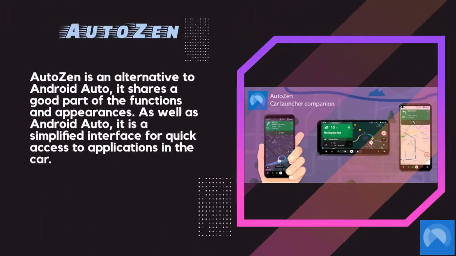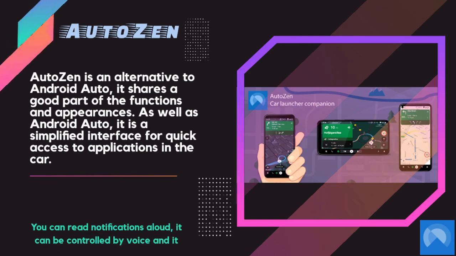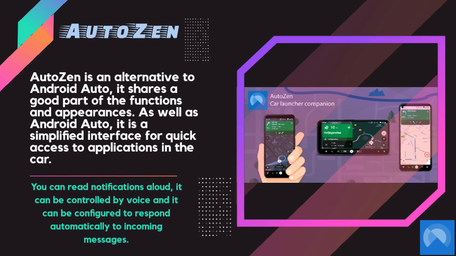AutoZen is an alternative to Android Auto. It shares a good part of the functions and appearance. As with Android Auto, it is a simplified interface for quick access to applications in the car. You can read notifications aloud, it can be controlled by voice, and it can be configured to respond automatically to incoming messages.